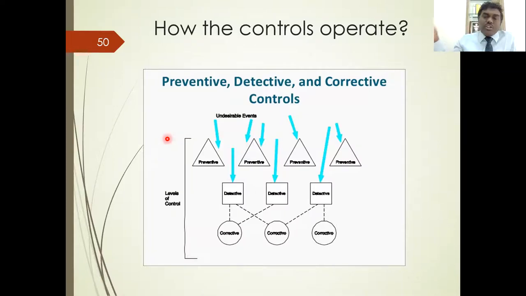Some unwanted fellow comes, the security guard shows up. Or the unwanted fellow comes, the security guard was not available, or he beat the security guard and still entered. Preventive failed, or whatever the issue. But detective has to catch hold of him. If the detective also fails, it is very difficult for a corrective action to be imposed, because a corrective can work only if a detective is working.